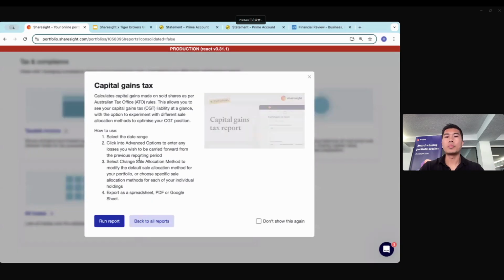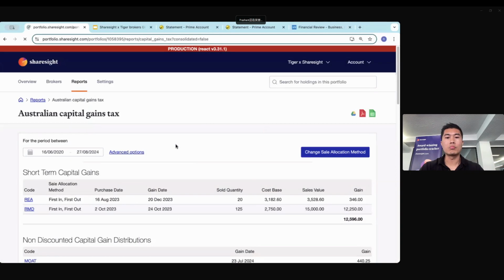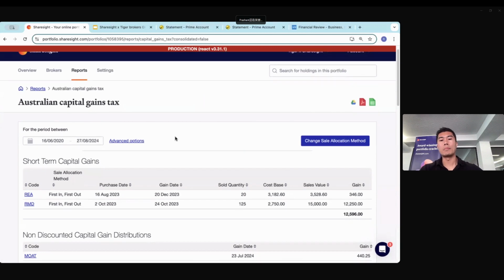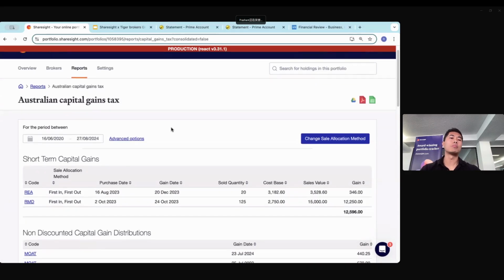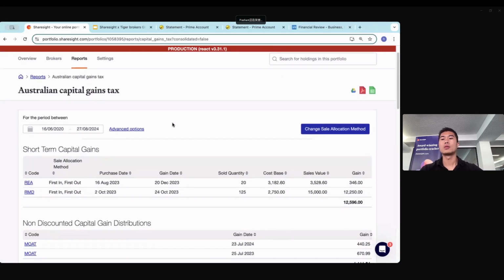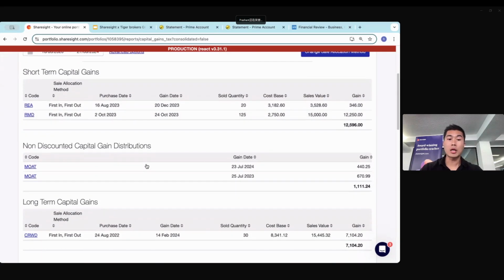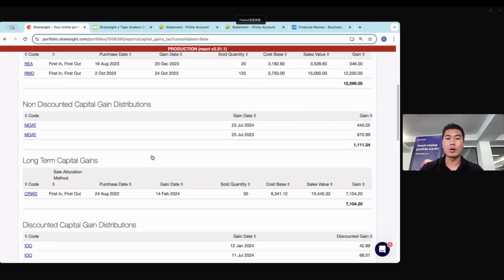I guess most people will be familiar with the capital gains tax report. The capital gains tax report pretty much reports all your capital gains, obviously. So when you import all your buys and sales, whether it's from Tigers or other brokers, when you push all your buys and sales into Sharesight, it will look at your purchase date and your selling date, and Sharesight will calculate your gains and categorize that into short-term capital gains, long-term capital gains, or even capital losses.